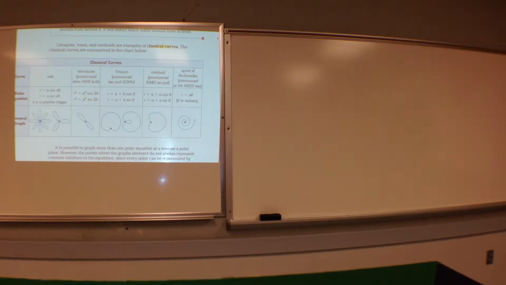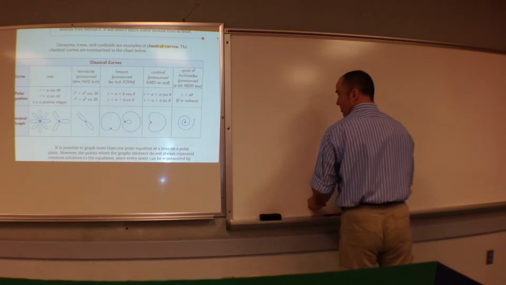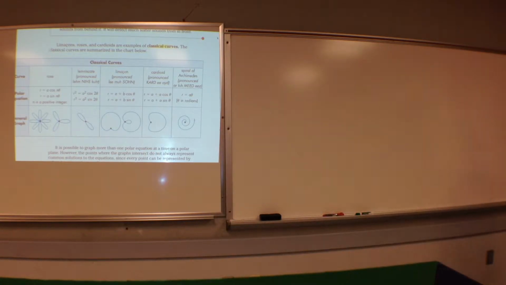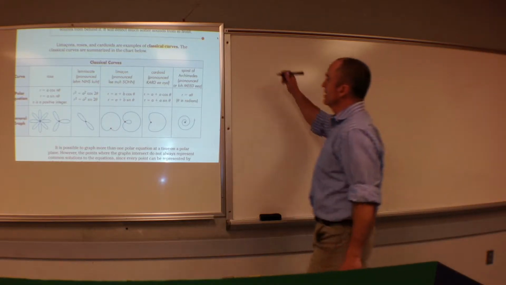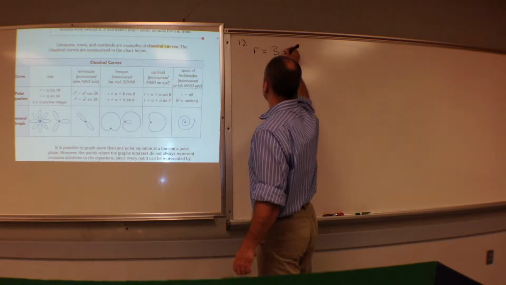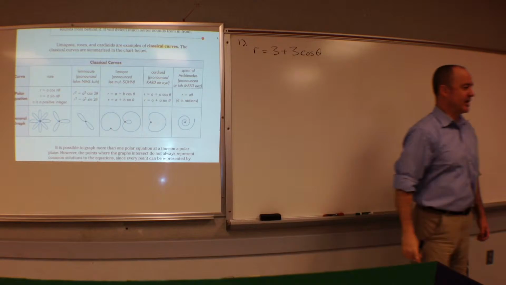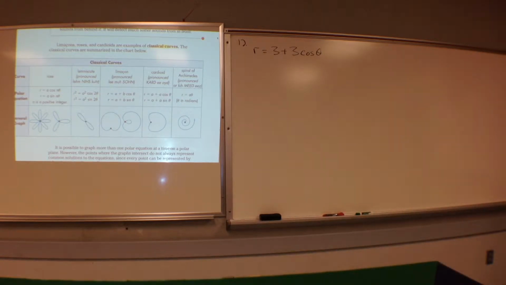We're off. Okay. So we're going to try to graph some polar curves, see how far we can get without the technology. And we're going to start with number 12 from the homework, which is r equals 3 plus 3 cosine theta.